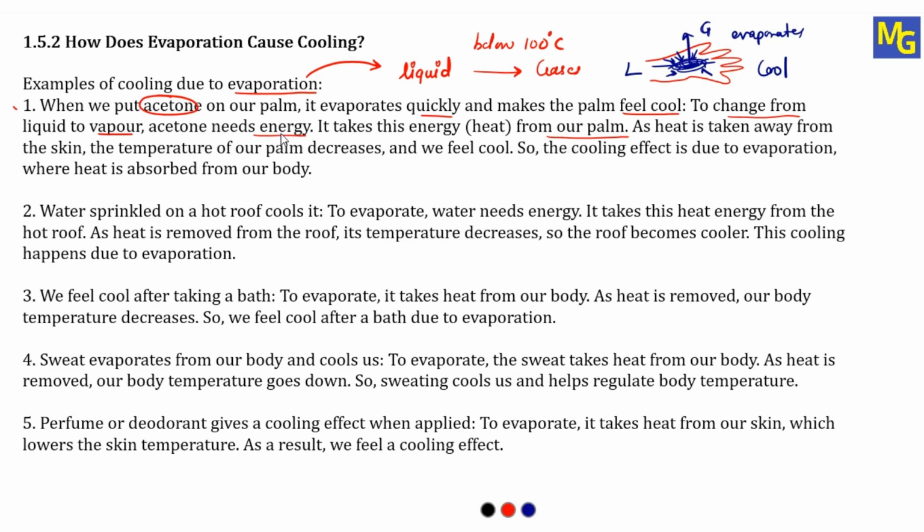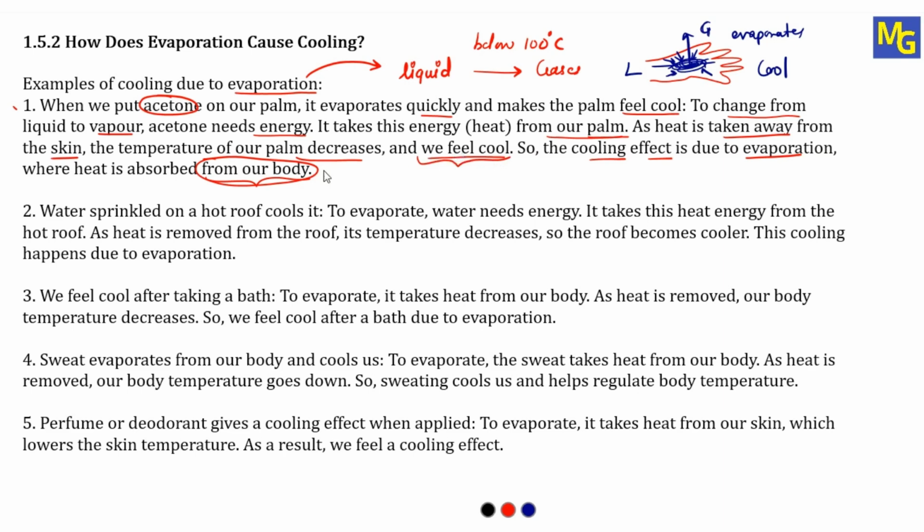See the next note. Acetone needs energy. It takes energy, or heat, from our palm. As heat is taken away from the skin, the temperature of our palm decreases and we feel cool. So the cooling effect is due to evaporation, where heat is absorbed from our body. Very simple. Remember, whenever acetone is kept on the palm, it absorbs the heat from our body and evaporates. And because heat is absorbed from our body, the body becomes cool, and that's why we feel cool when acetone is kept on the palm.